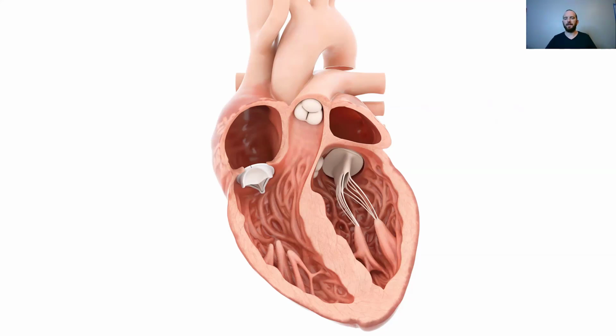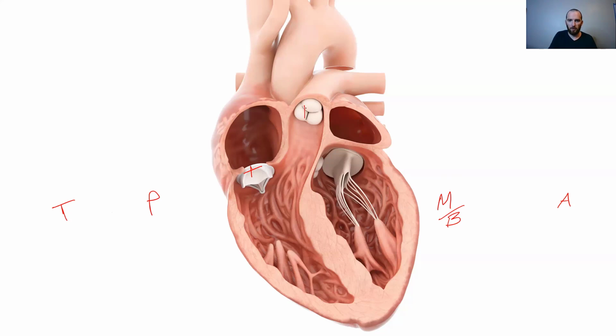And one of the things you hear a lot of students asking about is the order of the valves. And we said, starting with where the blood flow is going to pass through, it's going to pass through the tricuspid valve, and then the pulmonary valve, and then the mitral or bicuspid valve, and then the aortic valve.